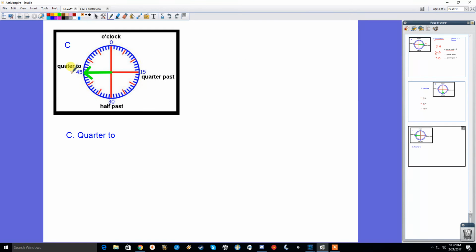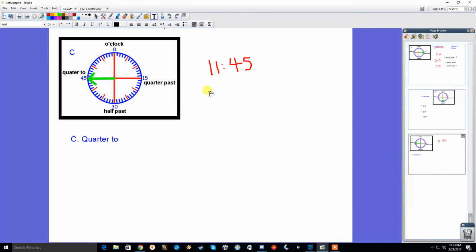Last term, quarter to. Yes, I know quarter is spelled incorrectly. So this means that the long hand is pointing straight at the 45th minute. It's a quarter to whatever. So let's just say we have 11:45. So this means this is a quarter to 12. Quarter to 12.